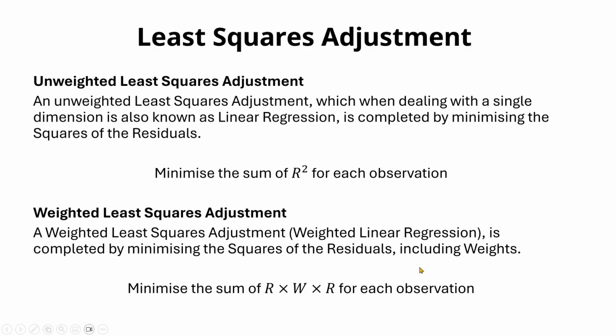So let's recap. An unweighted least squares adjustment, which when dealing with a single dimension is known as linear regression, is completed by minimizing the square of the residuals. A weighted least squares adjustment, also known as weighted linear regression with one dimension, is completed by minimizing the square of the residuals, including the weights, which is minimizing the sum of R times W times R for each observation.